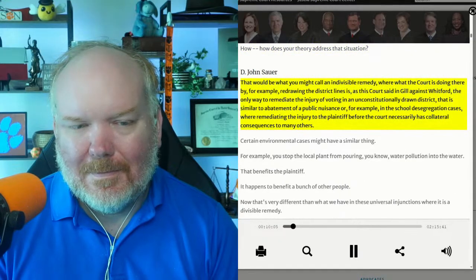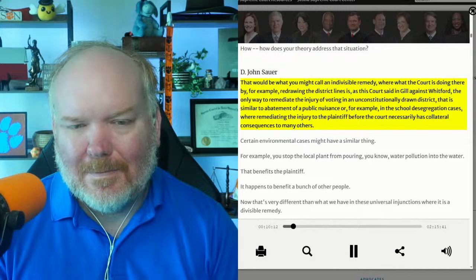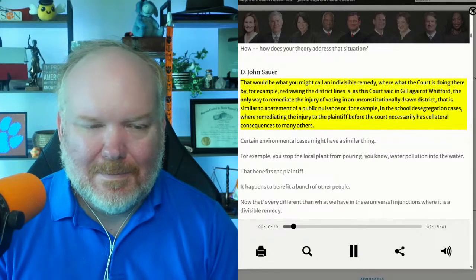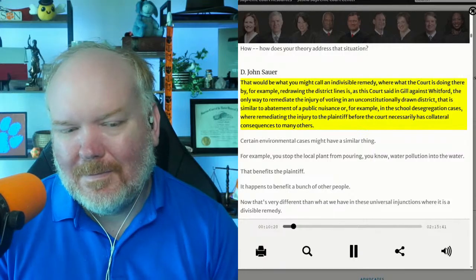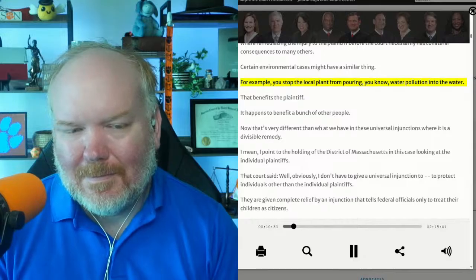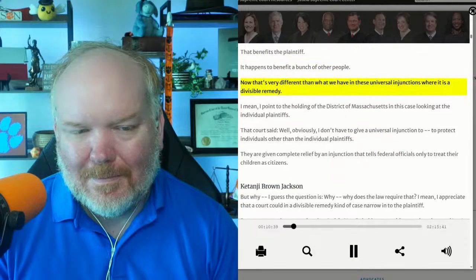That would be what you might call an indivisible remedy, where what the court is doing there by, for example, redrawing the district lines is, as this court said in Gill against Whitford, the only way to remediate the injury of voting in an unconstitutionally drawn district. That is similar to abatement of a public nuisance or, for example, in the school desegregation cases, where remediating the injury to the plaintiff before the court necessarily has collateral consequences to many others. Certain environmental cases might have a similar thing. For example, you stop the local plant from pouring water pollution into the water. That benefits the plaintiff. It happens to benefit a bunch of other people. Now, that's very different than what we have in these universal injunctions, where it is a divisible remedy.